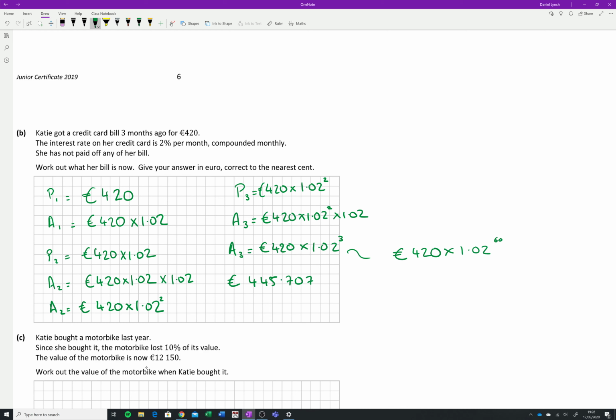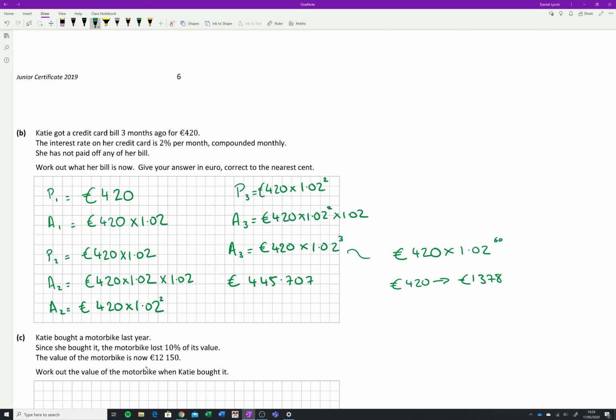I just want you to take a second to type that in yourself and see what happens to somebody who has left a credit card for just 5 years. I know that sounds like a lot, but if you're in debt and you haven't been able to pay it off, it's not mad for that to happen. And you'll see that 420 euro becomes 1,378, which is real bad. So suddenly, it has more than tripled.